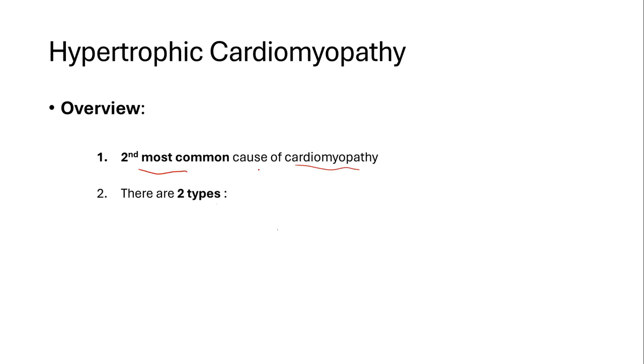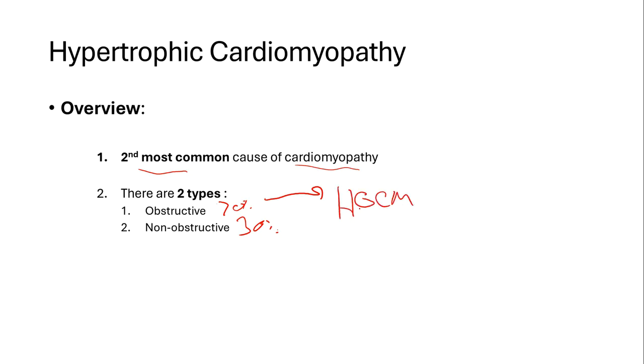Now, there are two primary types of hypertrophic cardiomyopathy: obstructive and non-obstructive. Obstructive type makes up roughly 70% of all cases. Non-obstructive types make up 30%. When hypertrophic cardiomyopathy is obstructive, it is known as HOCM, or hypertrophic obstructive cardiomyopathy. You will sometimes use this term interchangeably and hear this in the hospital and on rotations, but there is a slight difference between those two. I just wanted to emphasize that.